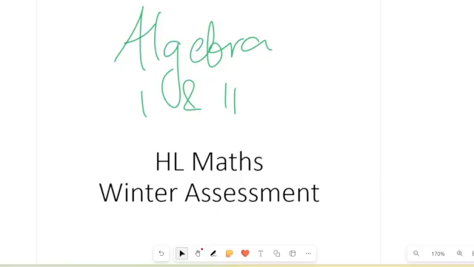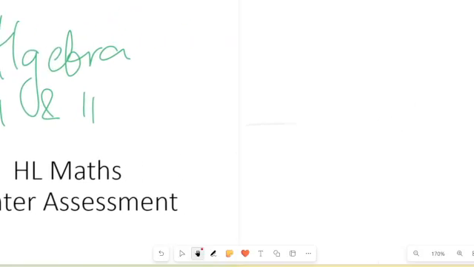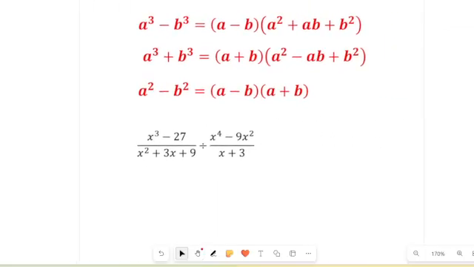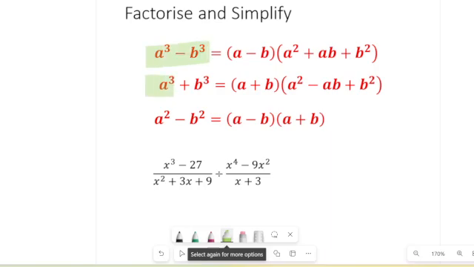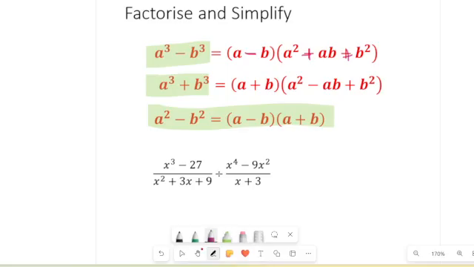So let's get started. The first thing that you need to know is how to factorize an algebraic expression. There are two new formulas that you met in fifth year, and that is the difference of two cubes and the sum of two cubes. They are almost the same, but you can see that the sign is different. So it's minus, then plus, plus; or plus, then minus, plus. And the last formula is called the difference of two squares. This is something that you probably know from the Junior Cert.